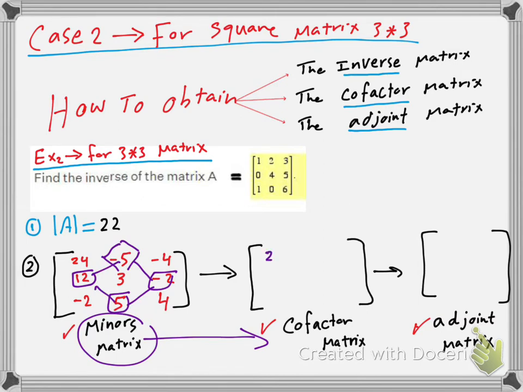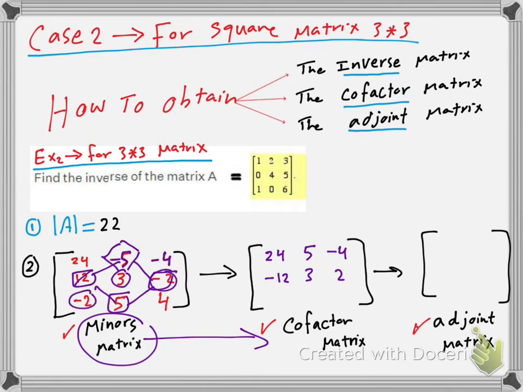Then 24, I will keep it as it is. It was here negative 5, change the sign, it will become positive 5. Negative 4, I will keep it as it is. And then down, I have 12, I will change the sign, it will become negative 12. 3, I will leave it as it is. And here I have negative 2, change the sign, it will become positive 2.